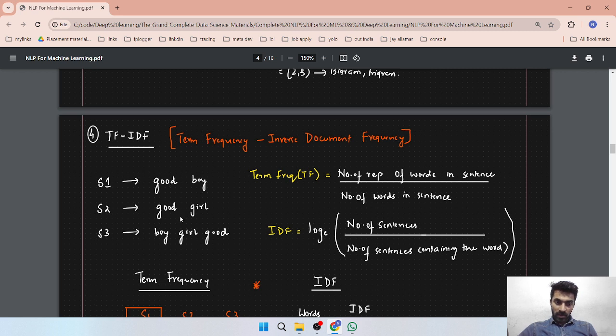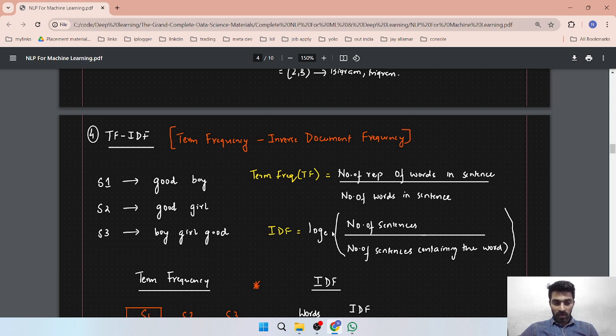Suppose good is present in three sentences, and now you are finding the IDF of good. The inverse document frequency of good is log of the total number of sentences, 3, upon the number of sentences containing the word good, which is 3. So 3 by 3 is basically 1, and log of 1 is basically 0. So the IDF value for good is 0.